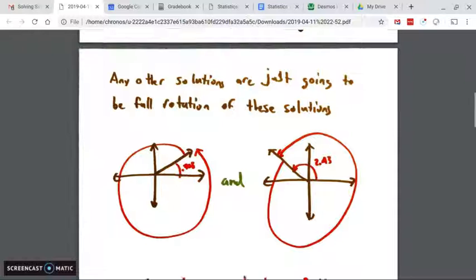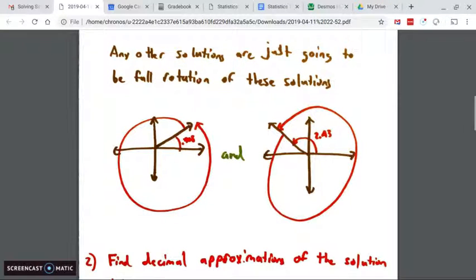Okay. Now I'm going to have a ton of other solutions, but all the other solutions just come from taking a full revolution of these two base solutions. So like if I take 0.708 and I rotate it another 360 degrees or 2 pi radians, I'm going to get another solution. And same thing with this one. If I take 2.43 and I just add another 2 pi radians on, I'm going to get the same solution but rotated more.